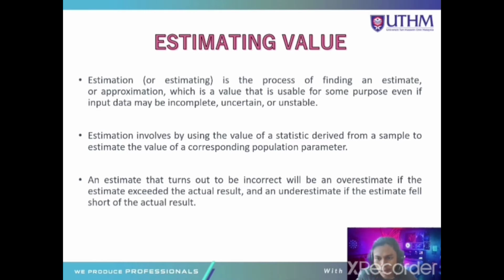The sample provides information that can be projected through various formal or informal processes to determine a range most likely to describe the missing information. An estimate that turns out to be incorrect will be an overestimate if the estimate exceeded the actual result, and an underestimate if the estimate fell short of the actual result. That's all for me. Thank you.